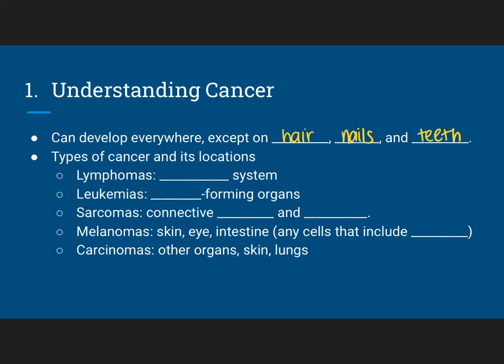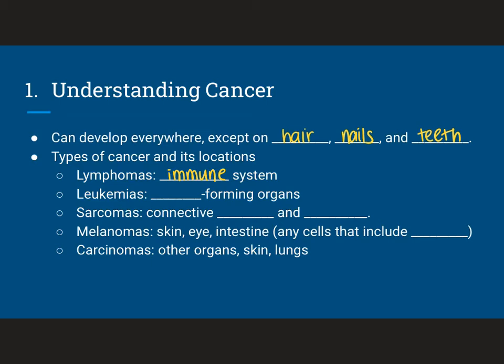Depending on the types of cancer and its location, you have different names for it. For example, lymphomas are formed in your immune system. That means think of lymph nodes. They're going to be the easiest indication if you are having problems with your immune system and may have cancer or different types of illnesses. So lymphomas are for your immune system.